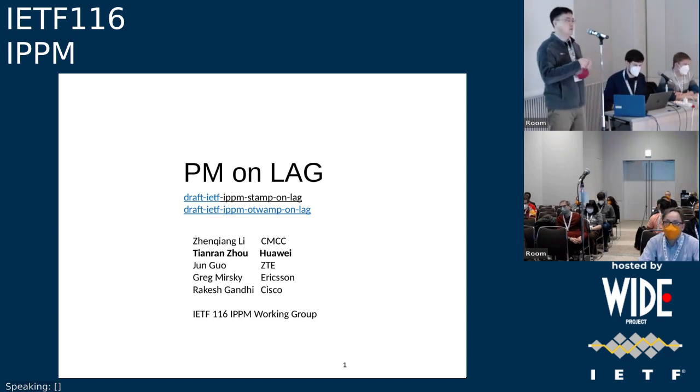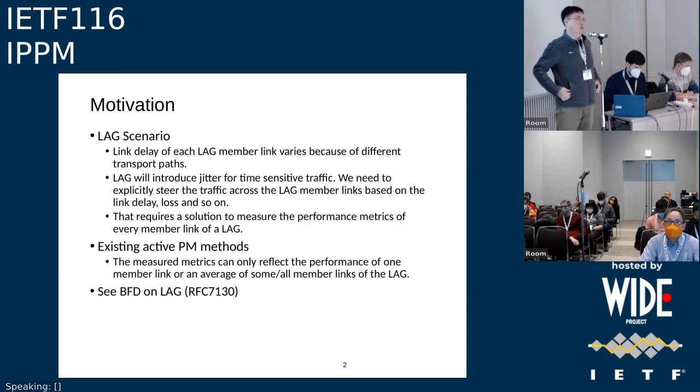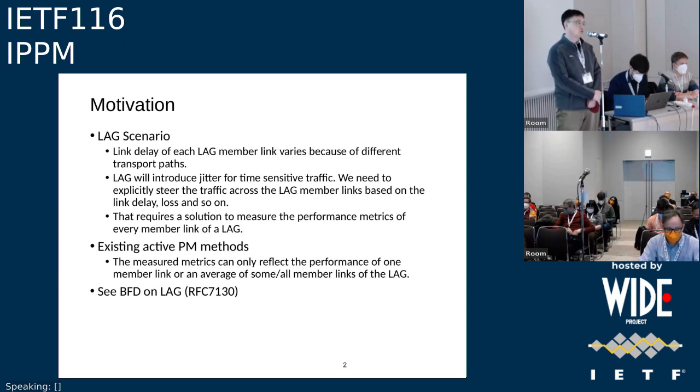Hello, everyone. I'm Tianran from Huawei, and this topic is about performance measurement on LAG. As we are going to request a working group last call, I would like to recap the solution briefly. Firstly, the motivation. In the LAG scenario, the link delay of each LAG member link varies, so LAG will introduce jitter for time-sensitive traffic. In some cases, we need to explicitly steer the traffic across member links. That requires a solution to measure the performance metrics of every member link of a LAG. However, existing active PM cannot do this, so we propose an idea similar to BFD on LAG.